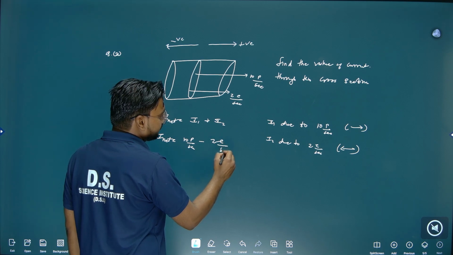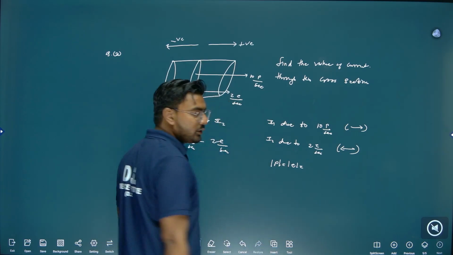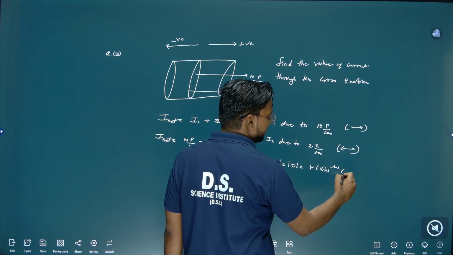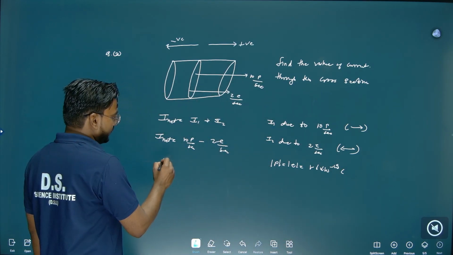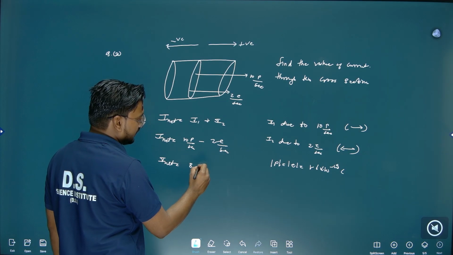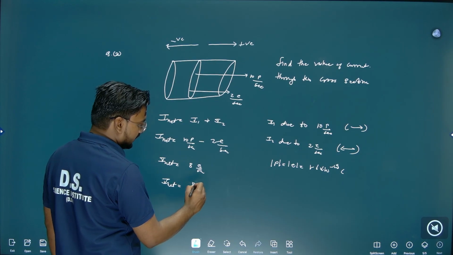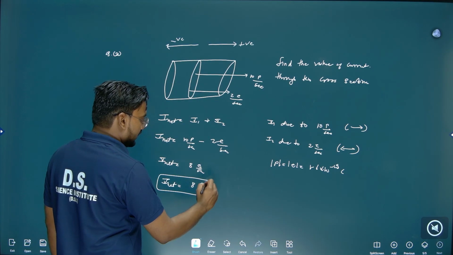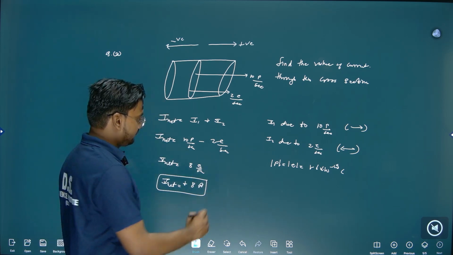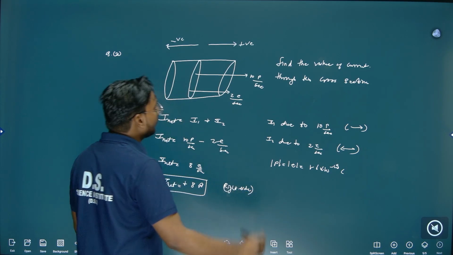So here, 2 electrons per second, and we know the magnitude of charge on proton and electron is 1.6 into 10 to the power minus 19 coulomb. So net current is 10 minus 2, 8 electrons per second, that is net current is 8 ampere. And here the sign is positive, which means the direction of net current is to the right side.